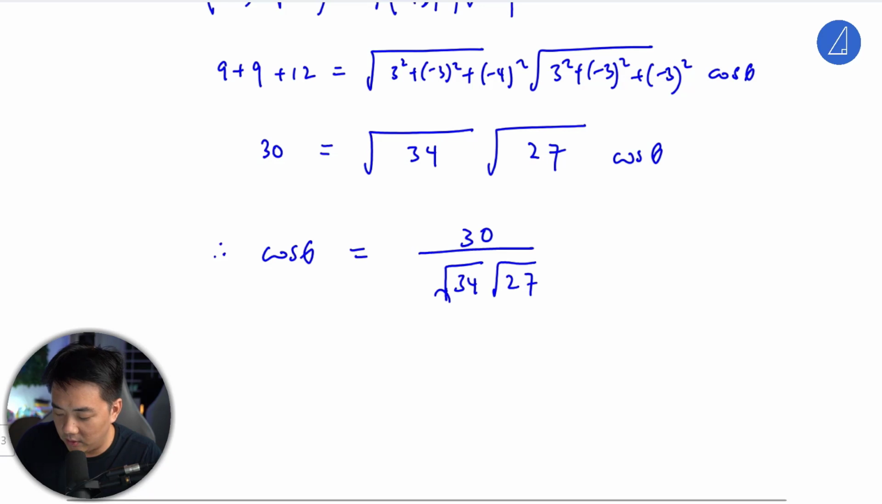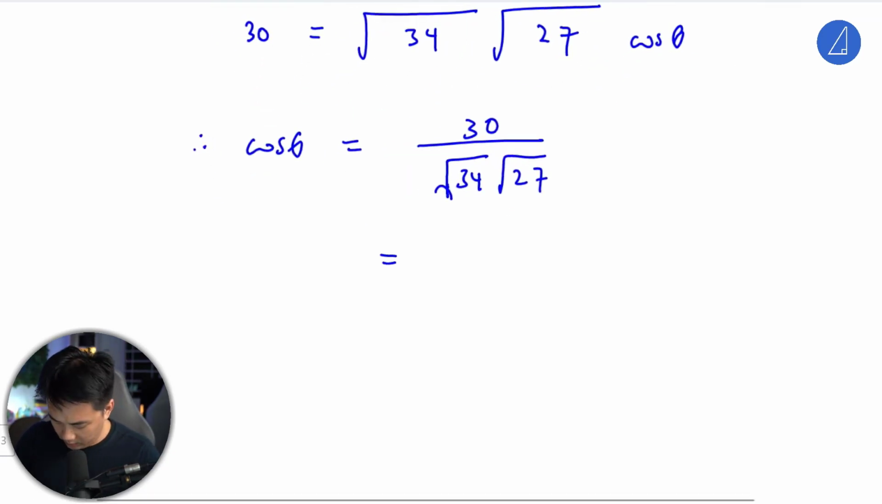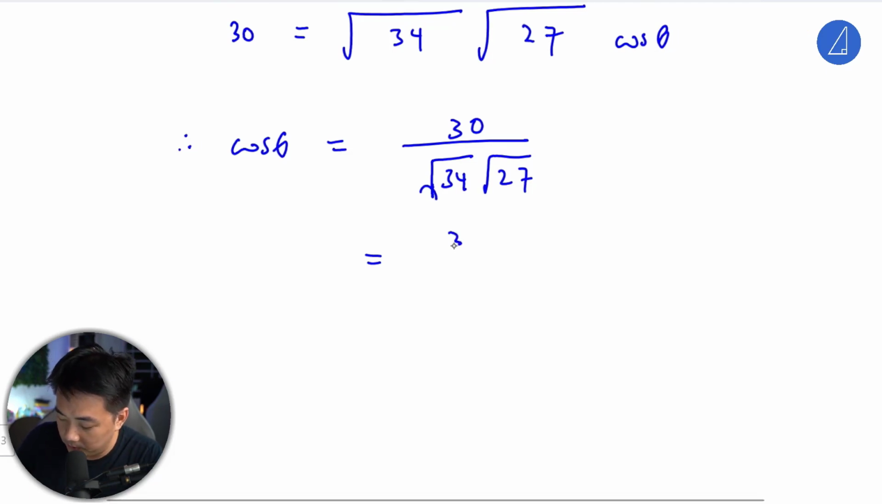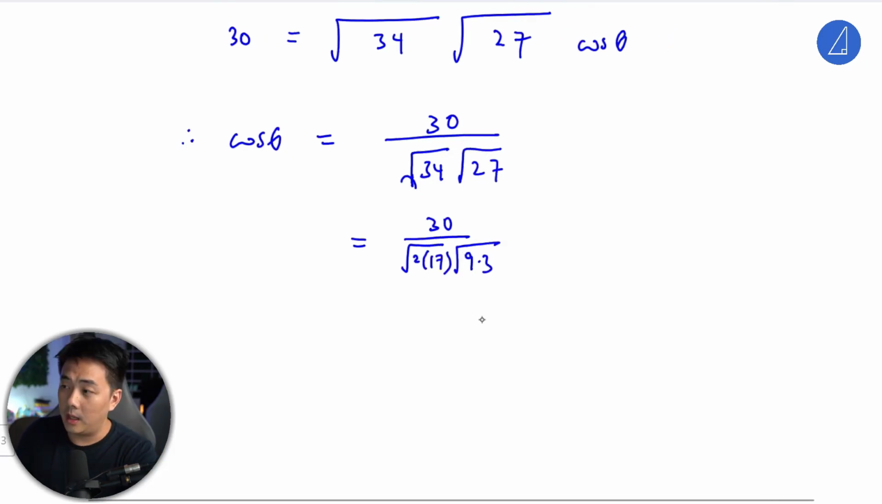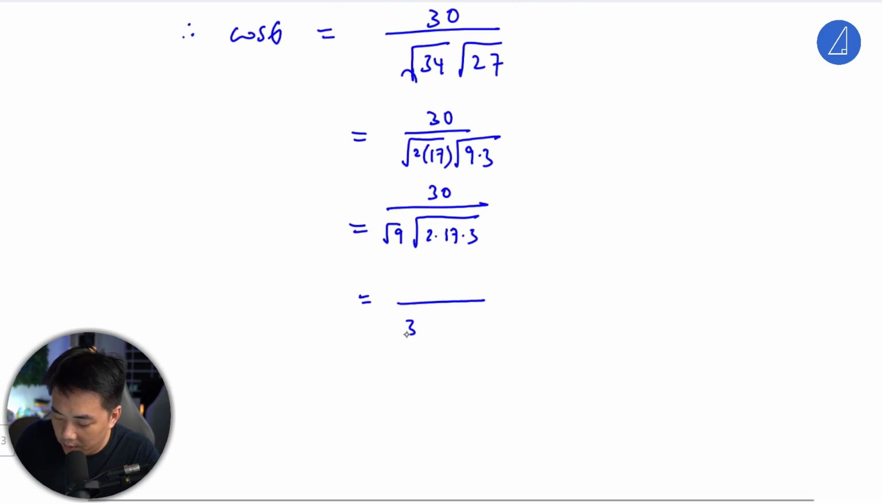Of course, we can simplify this. 34 can be divided by 2, and 27 can be divided by 9. I think we can't further simplify 2 multiplied by 17. So I'm just going to bring the 3 out. Root 9 is a perfect square, so there will be a 3. So 2 multiplied by 17 multiplied by 3 will be 102. So hence this will be 10 over root 102.